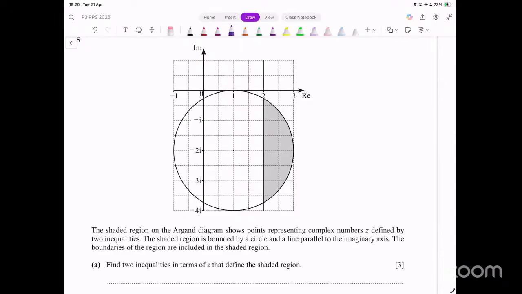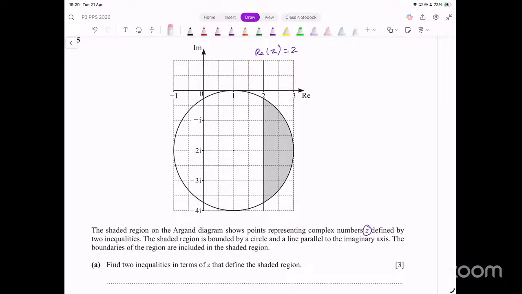Now, first of all, let's start with this vertical line. What's the equation of this vertical line? Vertical lines are of this form: x equal to some constant. On the x-axis, we've got the real axis. On the horizontal axis, we've got real numbers. How do we write this equation then? We could say the real part of z is equal to 2. That is what this equation represents.